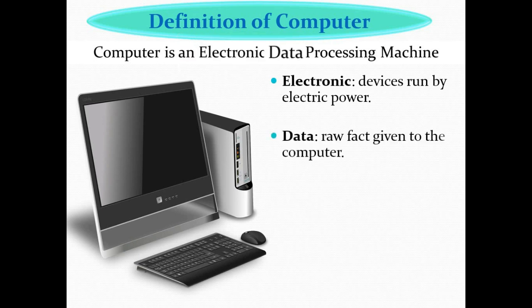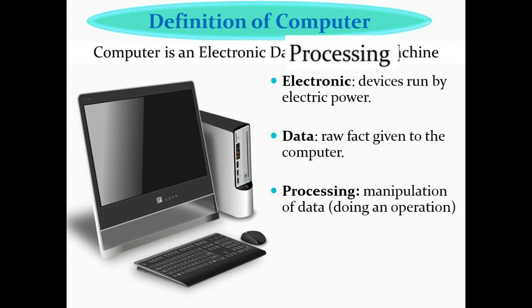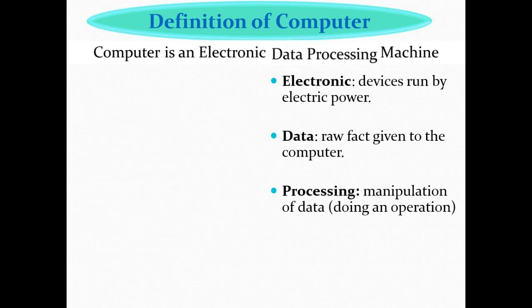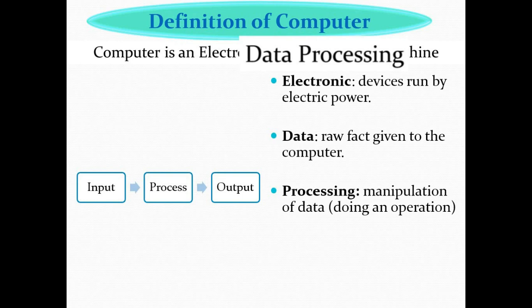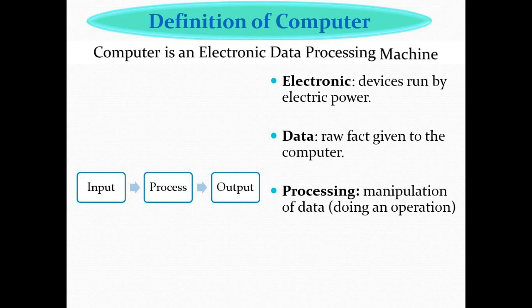So next term is data. The raw fact given to the computer is called as data. And next term is processing. So processing is nothing but doing an operation. Manipulation of the data is called as processing. So data processing as a whole, it takes the data from the user, which is called as input, performs the operation, which is called as processing, and displays the processed data, which is called as output. So data processing as a whole, it takes the data from the user, performs an operation, and gives out the result.